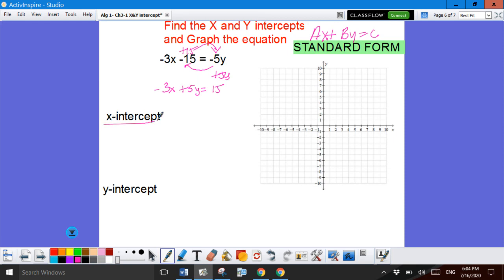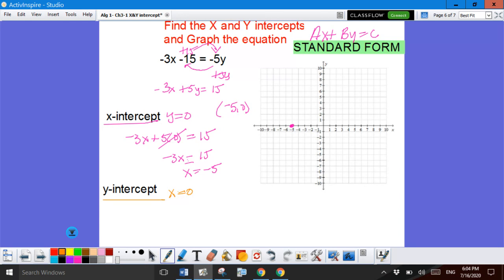Now remember, on an x-intercept, y is 0. So negative 3x, there's my 0 and my 15, so that's going to go away. Negative 3x equals 15, so x equals negative 5. So that ordered pair is negative 5, 0. So negative 5, 0 is going to put me to the left. All right, on your y-intercept, x is 0.